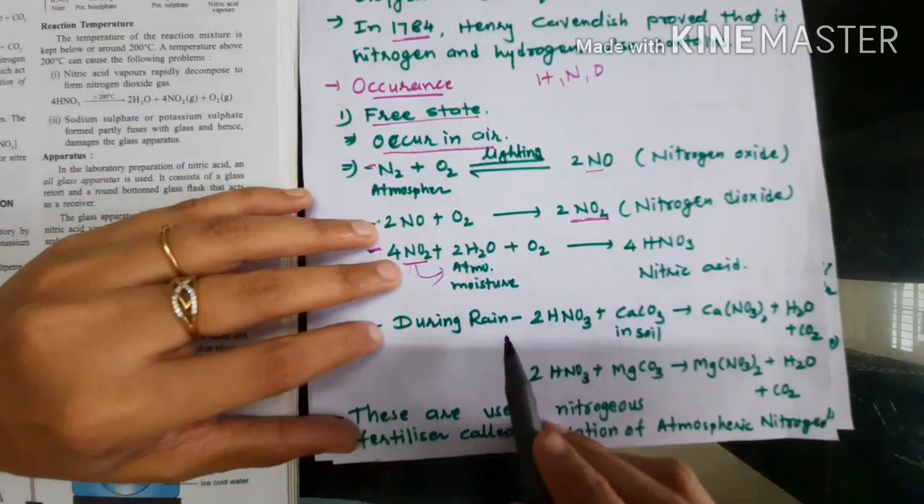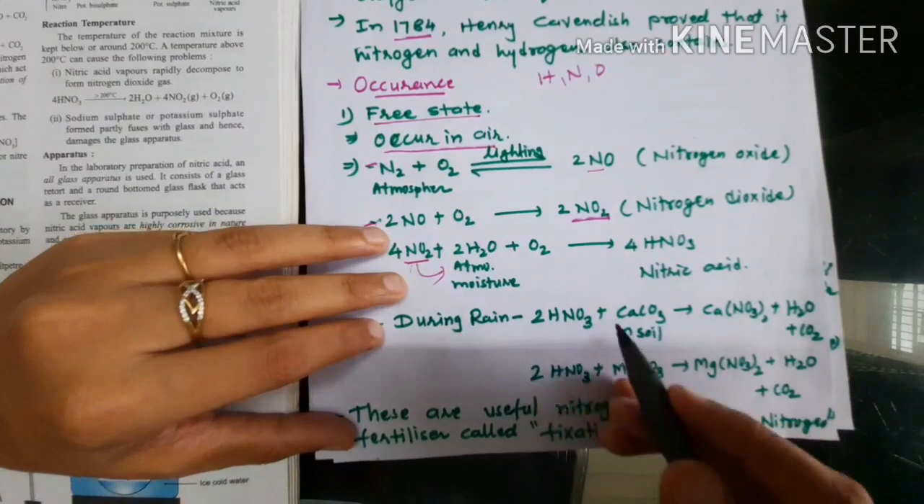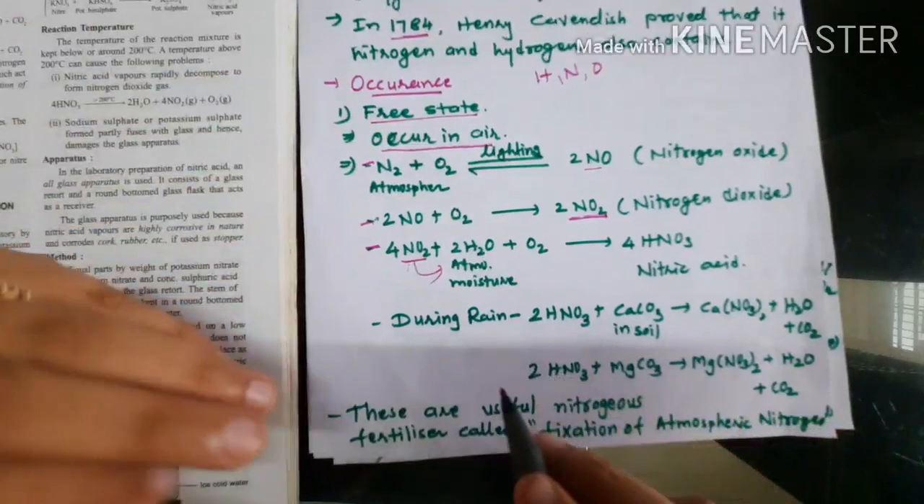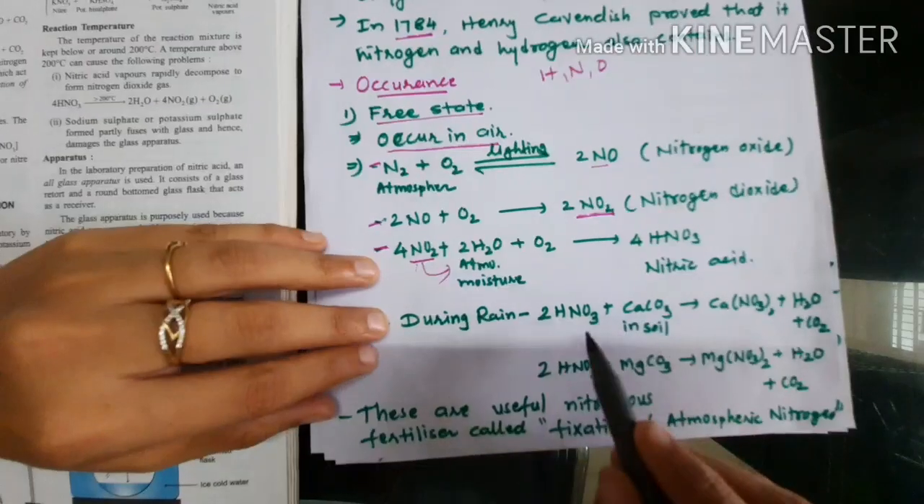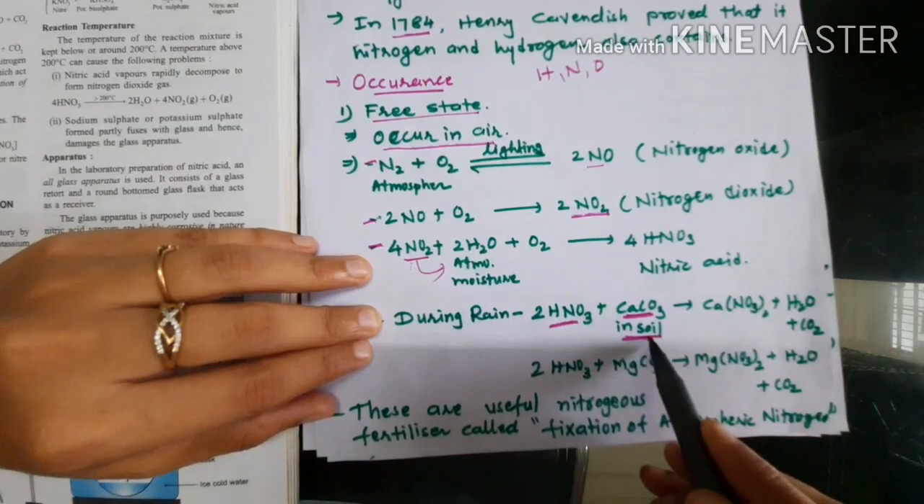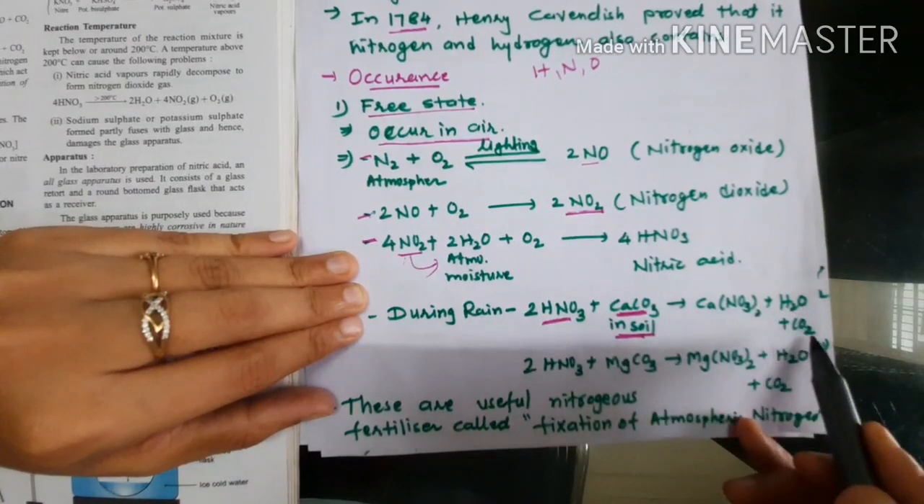So through the rain, this nitric acid reacts with the soil. In soil there are so many components like calcium carbonate, magnesium carbonate present in the soil. So when this nitric acid reacts with the calcium carbonate present in the soil, it converts into calcium nitrate, water and carbon dioxide.